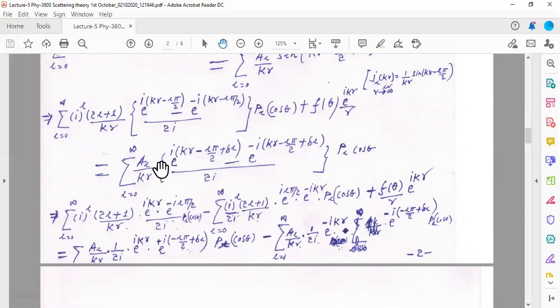So you see this is A_l over kr, 1 upon 2i. And you see this term, e to the power of minus i kr, into e to the power of minus i times the bracket minus l pi by 2 plus delta_l, P_l cos theta.